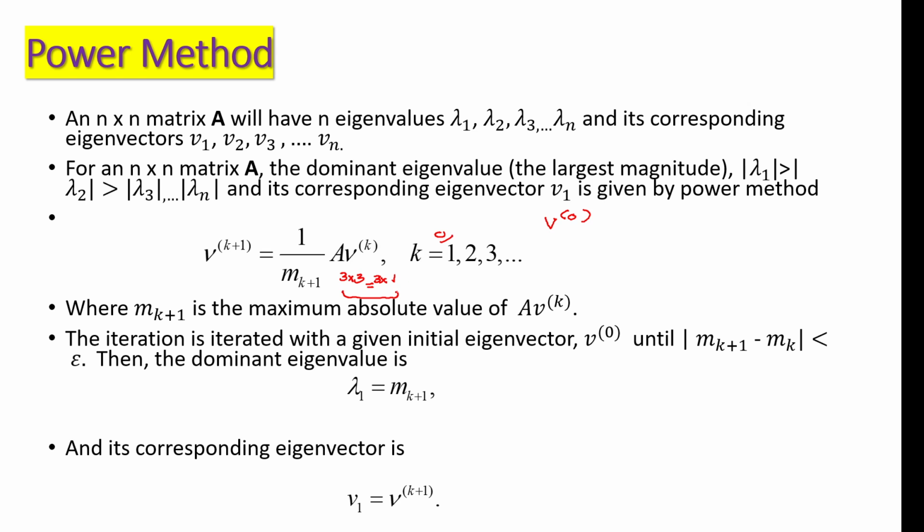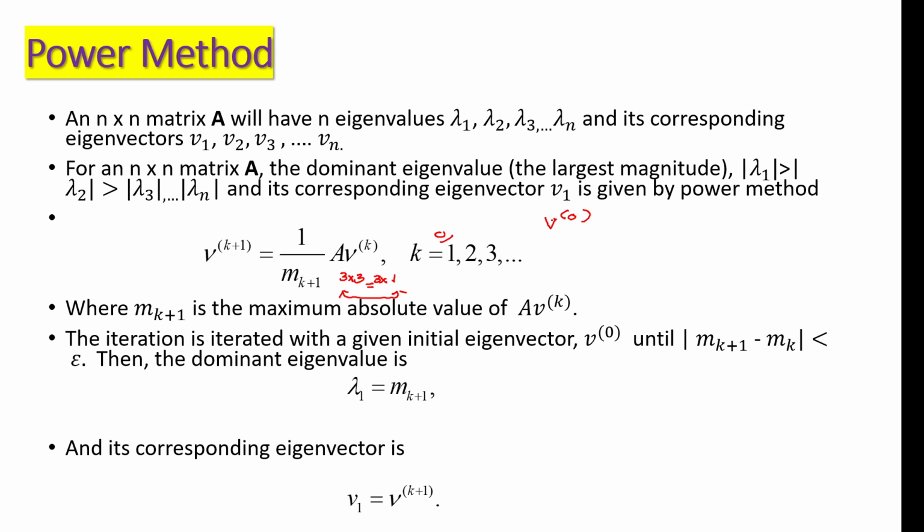The resultant A times vk is a 3 by 1, which means you have a column vector. A is a matrix of constant values. Given v0, you multiply A v0, and the result is a 3 by 1. So you get 3 values there, and then you find the maximum absolute value of the resultant A vk. That is what we denote as m k plus 1. And then you take A vk divided by m k plus 1.